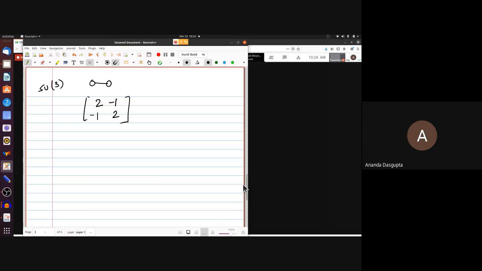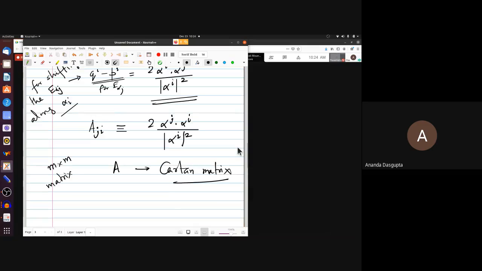For the SU3, where the angle is 120 degrees and both roots are equal in length, this is pretty straightforward. You just put this in, it's just cosine of the angle in this case, right? And it's going to be 2 times minus half, which is minus 1. That's SU3.